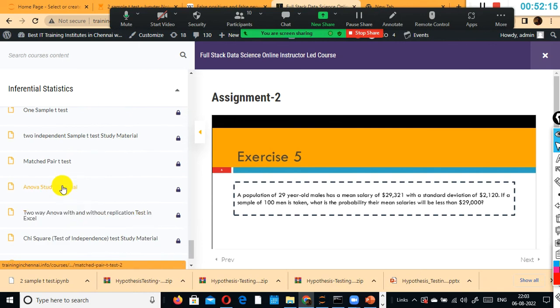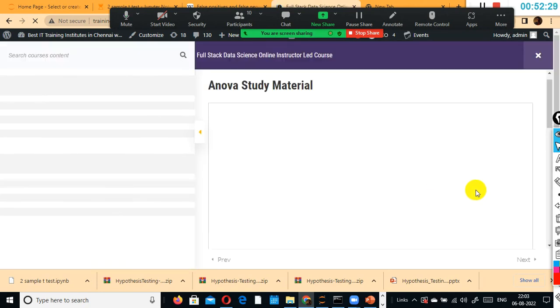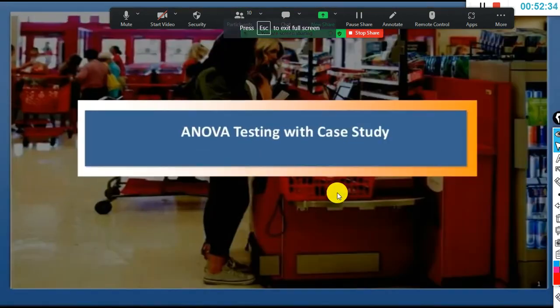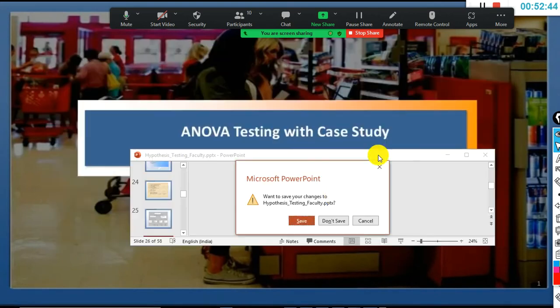We have another test called the Anova test. Look here on my website, you'll find the video as well as the material. Wherever you find material, that is a PDF file. I just click on it. Anova testing with case study. So now we are going to discuss a different type of test, called the Anova test.